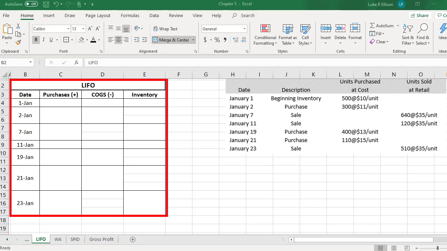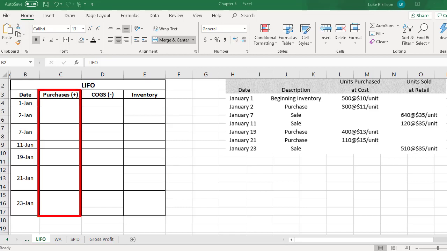There are three columns I will be filling out. First, we have purchases, which we'll use only when the company purchases new inventory. I have a plus sign here because new purchases add to our inventory. The next column is COGS, or cost of goods sold, and we will use this column anytime the company sells some of its inventory. I have a minus sign here because sales subtract from our inventory.